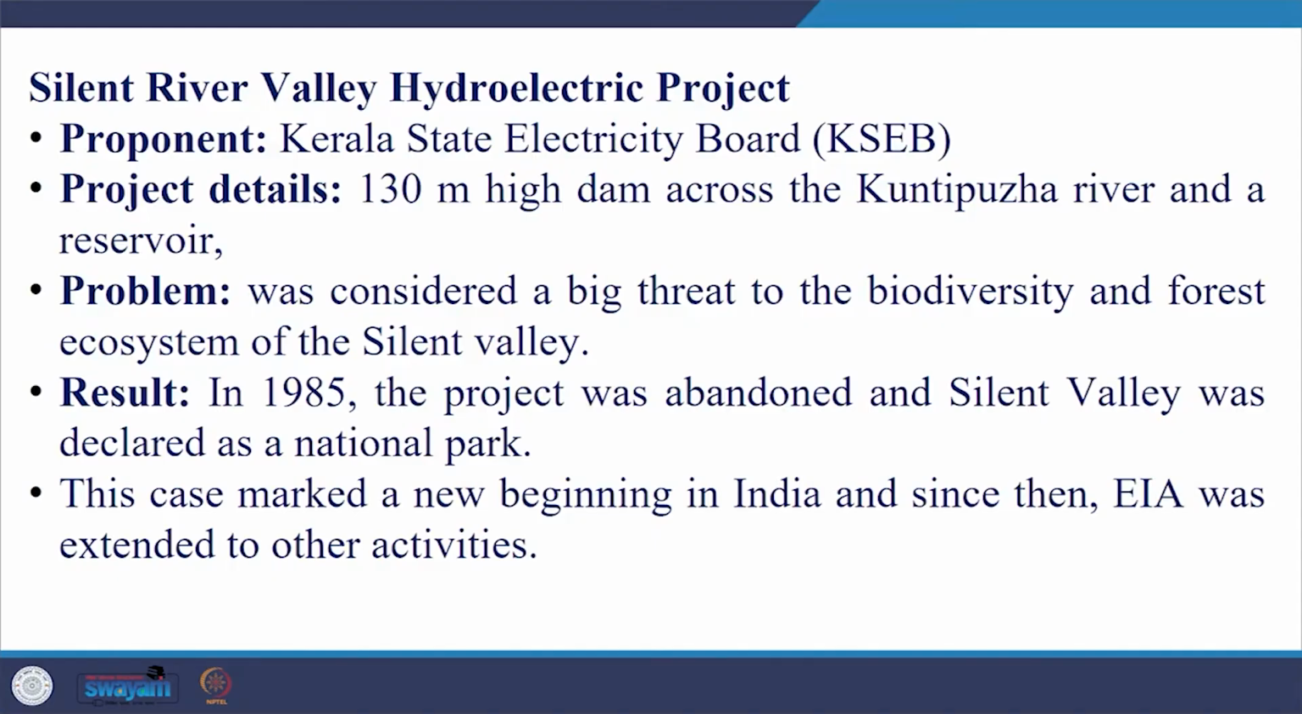This project, the Silent River Valley hydroelectric project, was proposed by the Kerala State Electricity Board, and the project involved a 130-meter high dam across the Kuntipuzha River and a reservoir. The problem was that the dam was considered a big threat to the biodiversity and the forest ecosystem of the Silent Valley. As a consequence of the opposition, in 1985 the project was abandoned and the Silent Valley was declared a national park. So this case marked a new beginning in India, and since then EIA was extended to other activities as well.